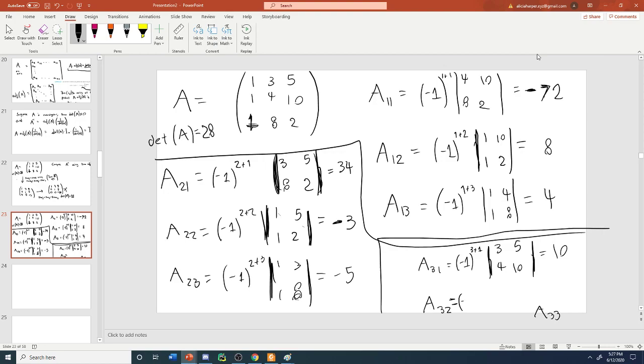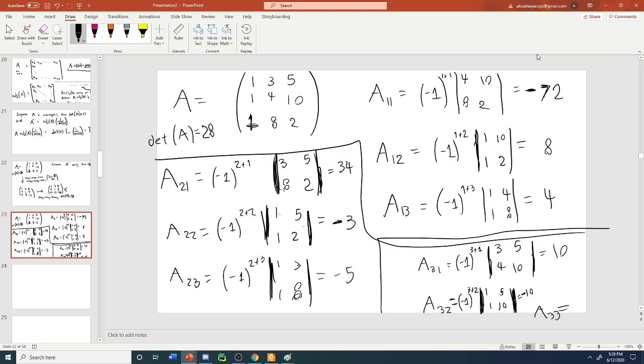Here I'll have negative 1 raised to the 3 plus 2. And here I'll put, let's see, what goes here? Get rid of third row, second column. So 1, 5, 1, 10. So 10 minus 5, but times negative 1, so this will be negative 10.